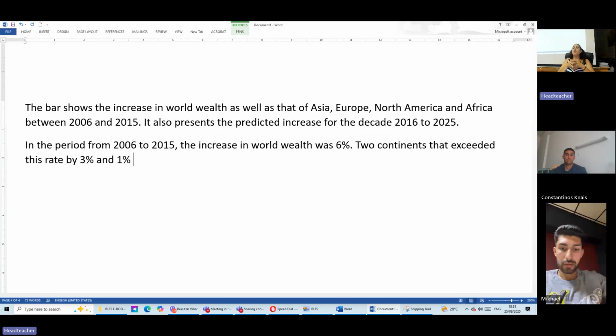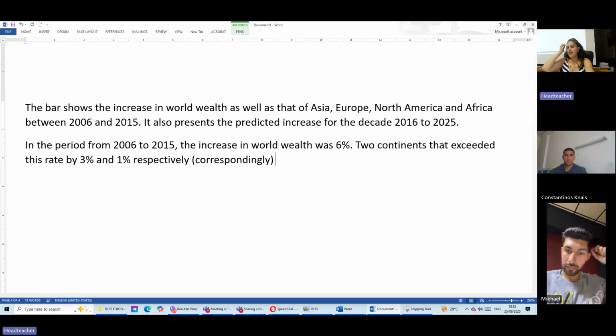Okay, this is the magic word. The magic word comes now. So 3% and 1%. The magic word is respectively. Respectively. Do you know it? Or correspondingly. I'm going to explain it to you.